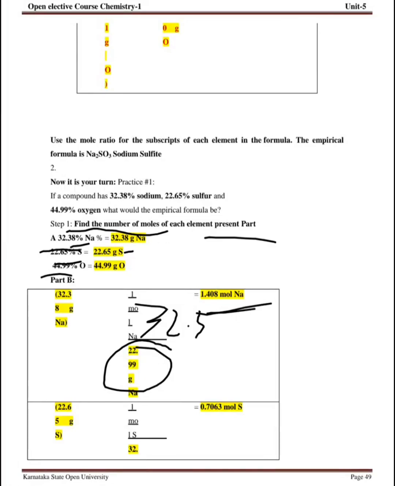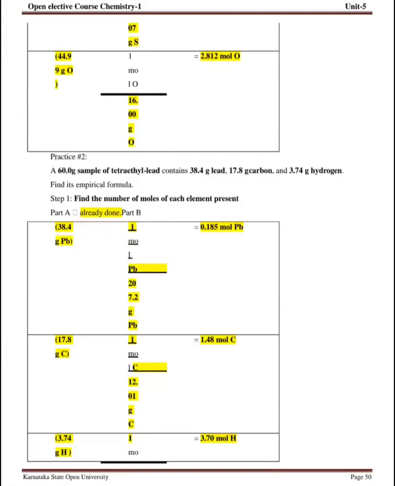And next, one more problem is given here. Find the number of moles of each element present. Here lead is taken, that is 38.4.